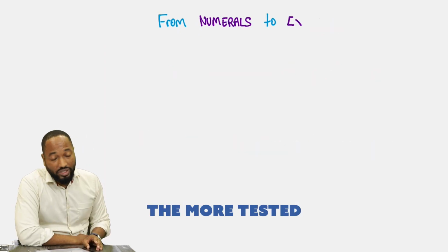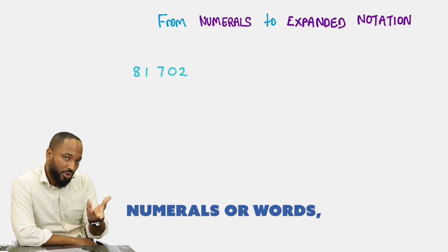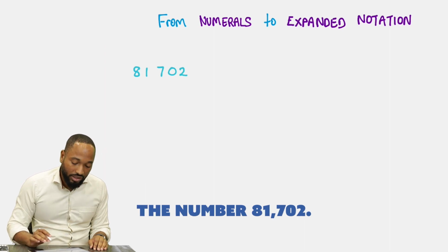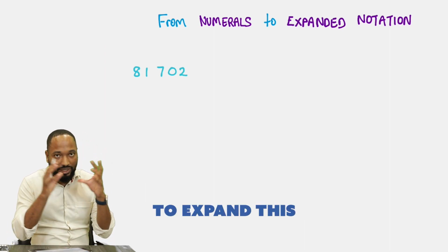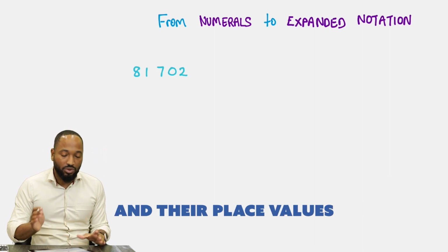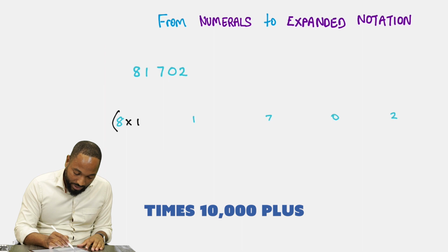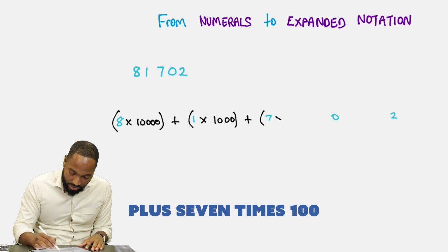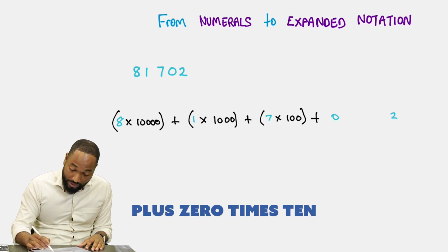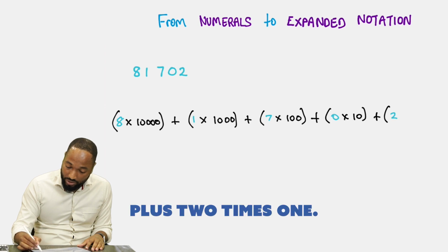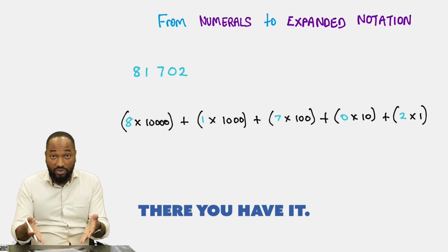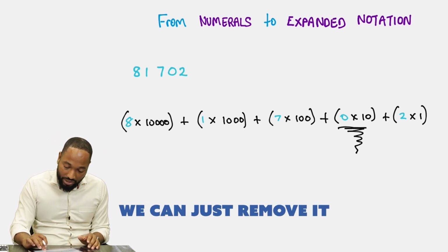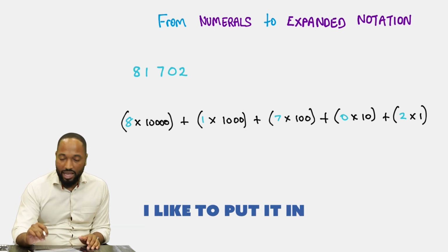One of the more tested skills is being able to change numerals or words to expanded notation. So we have before us the number 81,702. To expand this, we use the digits and their place values. Watch it. We have 8 times 10,000 plus 1 times 1,000 plus 7 times 100 plus 0 times 10 plus 2 times 1. There you have it. That's expanded notation. And sometimes when you have a situation where we multiply by 0, we can just remove it, but to be exact, I like to put it in.